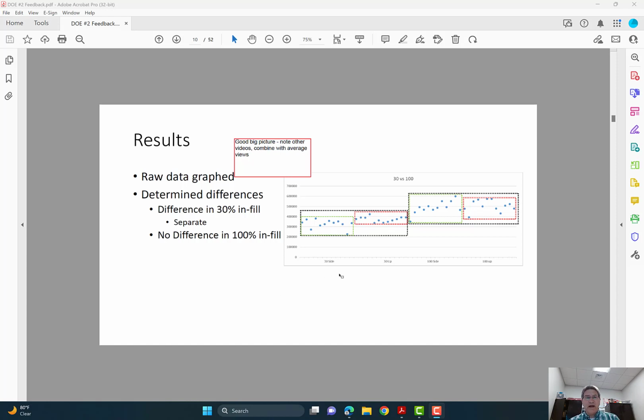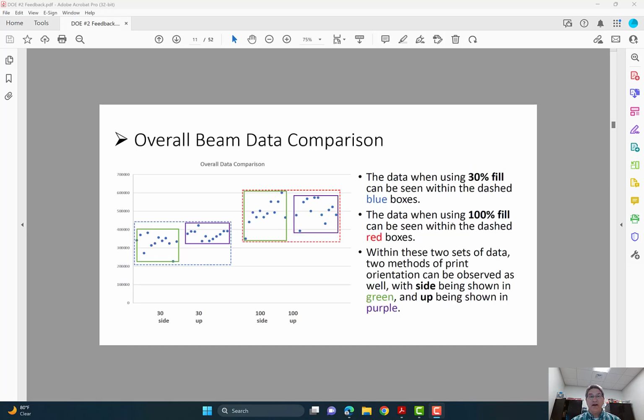Now, for instance, on this one, I probably would have made the words smaller, moved them over, and then made this graphic larger. But notice you see 30%, you see 100%, you see side and up. Here's another example of how somebody did it. Again, it's very clear. You're giving the person the big picture of the beginning with the data.